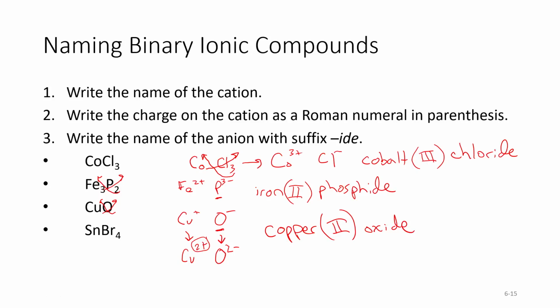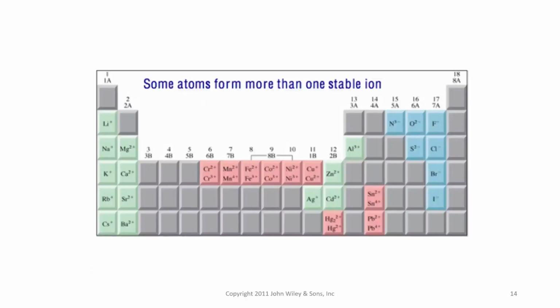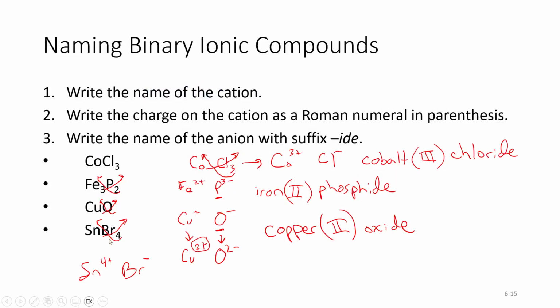And here is another example. We're going to flip up the 4 and flip up the 1, so this becomes Sn, tin, 4 plus, and Br minus. We always need to confirm the charge of our anion. Bromine does have a -1 charge, so this must be the true charge of our tin. So this becomes tin 4 bromide.